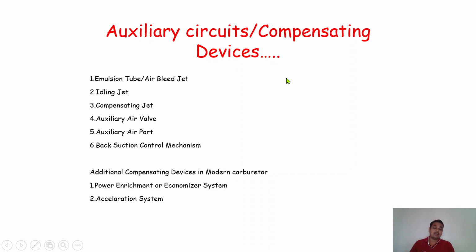As we discussed, the carburetor can supply the required amount of air and fuel mixture to the engine cylinder, but many times it is not able to do so. There is a need to use some additional associated devices which supply the exact amount of air and fuel mixture to fulfill the need of the engine, and these are called auxiliary circuits or compensating devices.